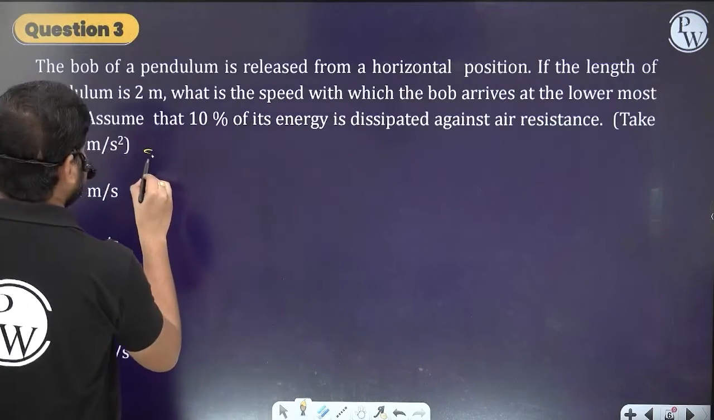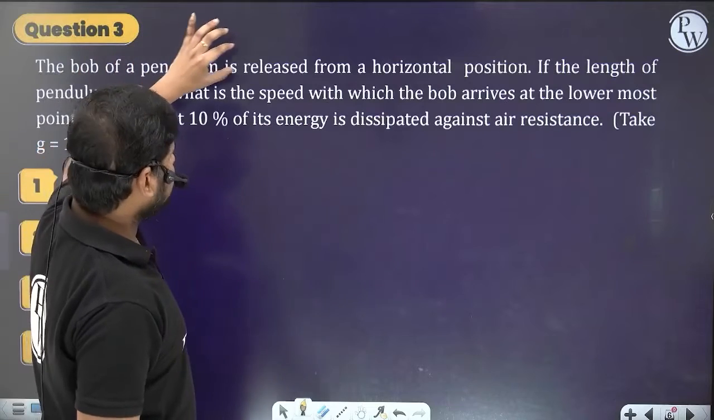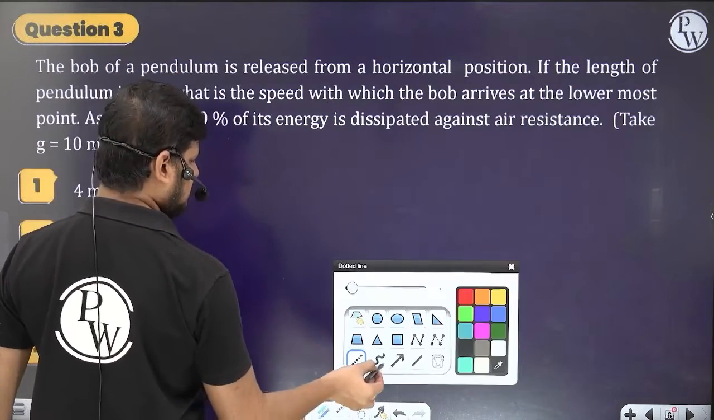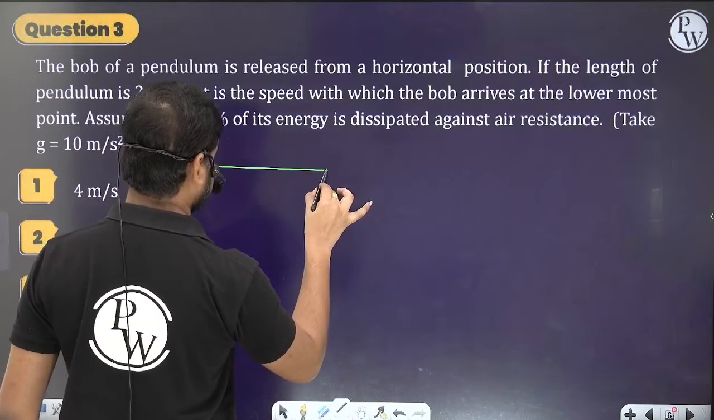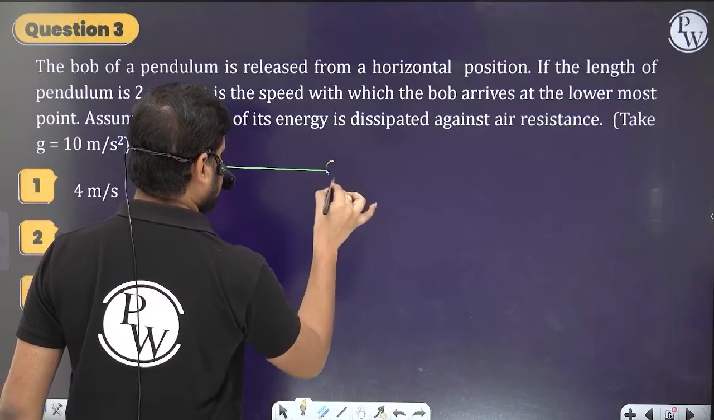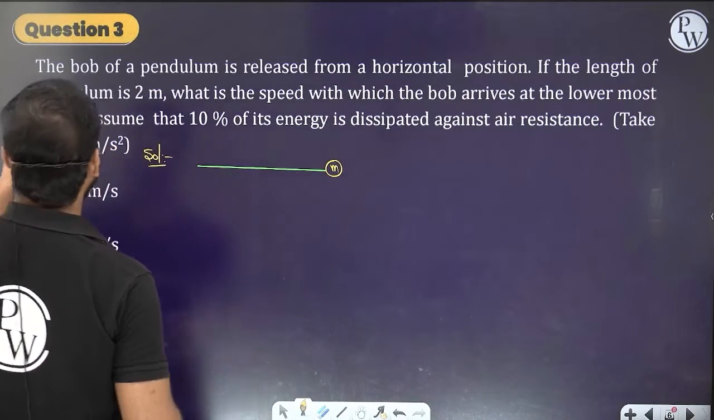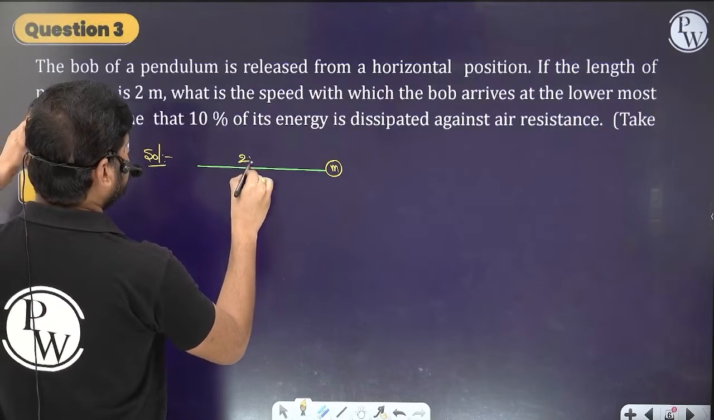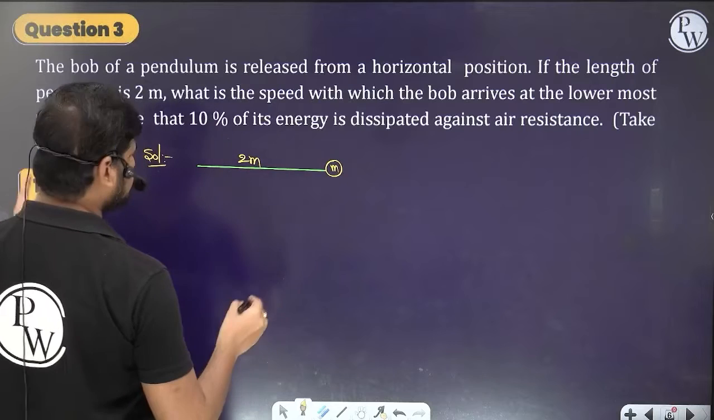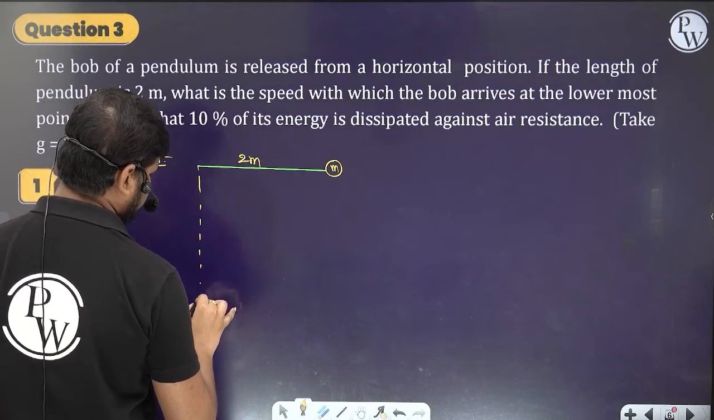So what does the question say? A bob of a pendulum is released from the horizontal position. See here, here is a bob of mass m, which is released from the horizontal position. If the length of the pendulum is 2 meters, what is the speed with which the bob arrives at the lowermost position? See here, consider this is the lowermost position, the ground.